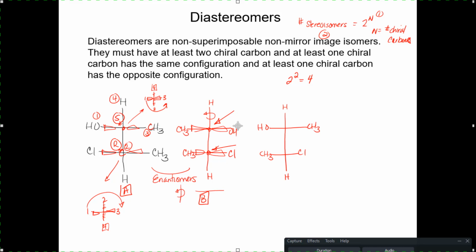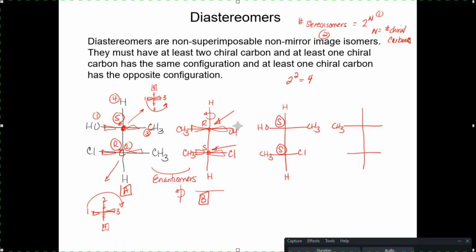So what's the top carbon's configuration? Well, it's going to be S because it's what the configuration was over here. What's the bottom carbon's configuration? It was S because in this case this was R and this was S in the enantiomer. So notice I went from SR and RS being enantiomers, and now I made the SS. And it has a mirror image that is not superimposable.